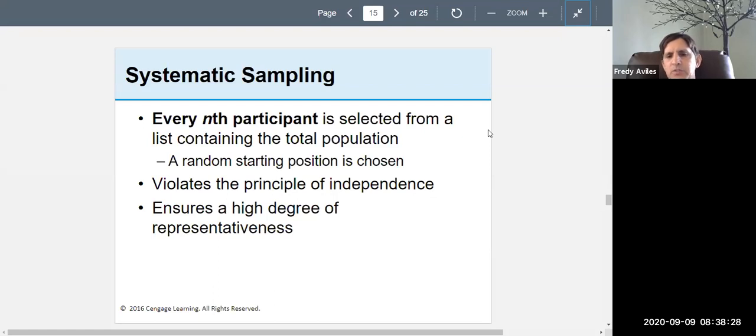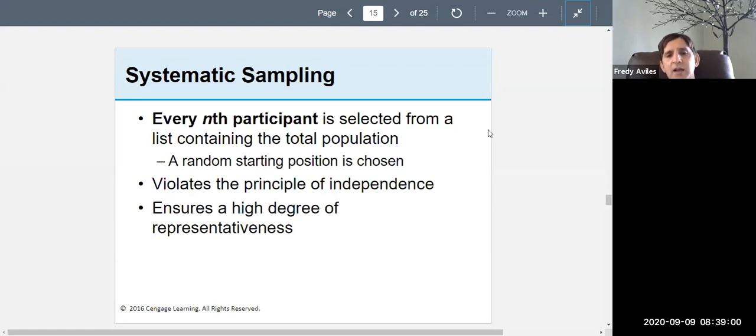It violates the principle of independence. Every person doesn't have an equal chance. I mean, if you start at number 13, then that affects the chances of somebody else being selected, because it's going to be every 13th, okay? So if you're not every 13th, you don't have a chance of being selected. So it violates the principle of independence, okay? What number you start at affects the chances of selecting each additional person.